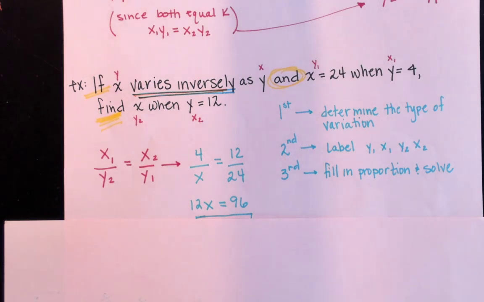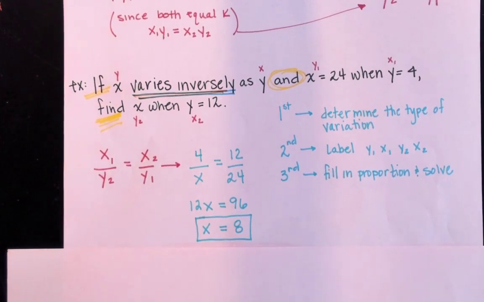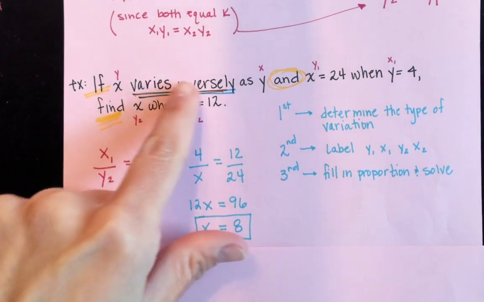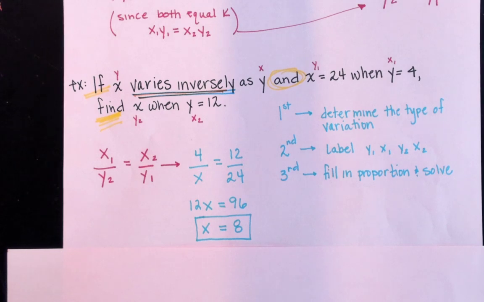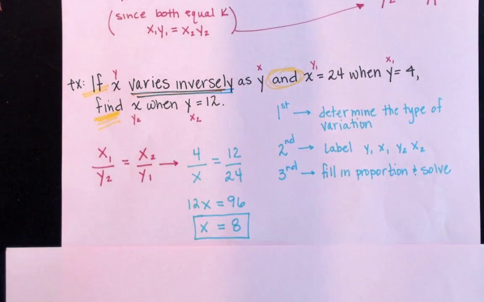So we plug everything in, we cross multiply, and we end up with x is 8. So again, this could be something where the amount of rain that falls varies inversely with the ratio of the clouds in the sky or something. But again, the idea is that what we're looking at is this varies inversely statement.